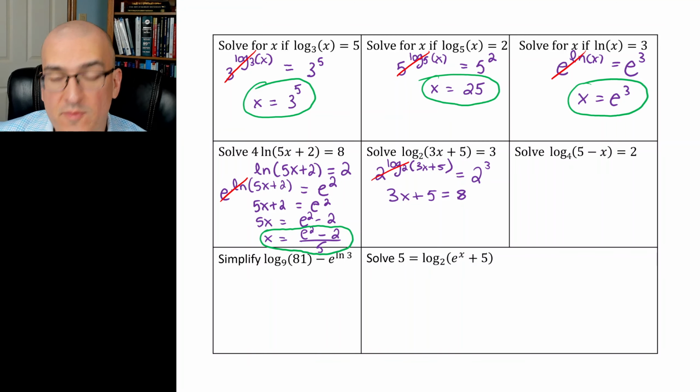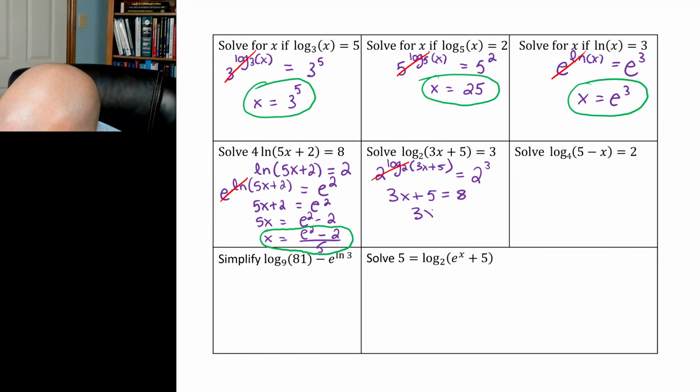Now I'm going to subtract 5 from both sides. So 3x is equal to 8 minus 5, which is 3. Then divide both sides by 3, so x is equal to 1.